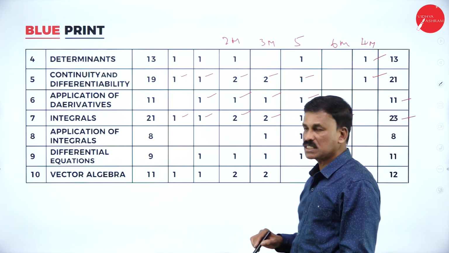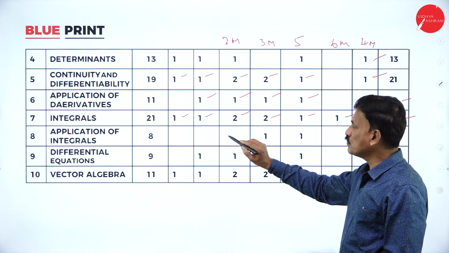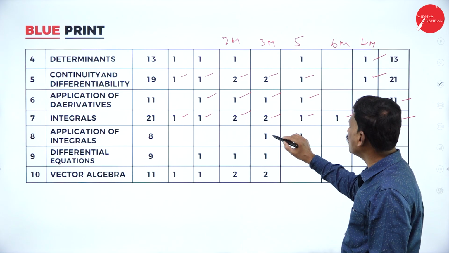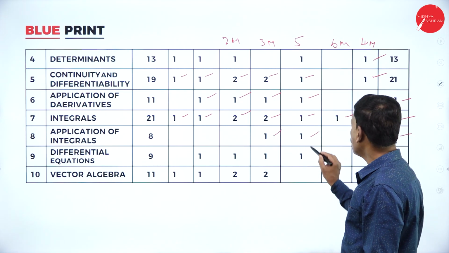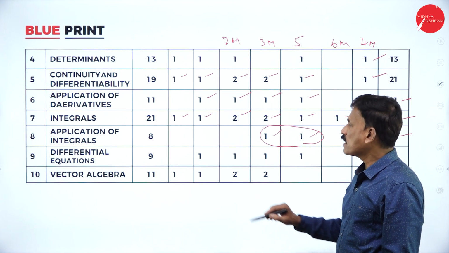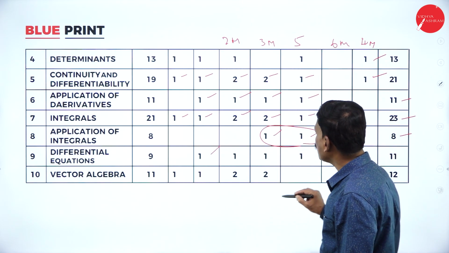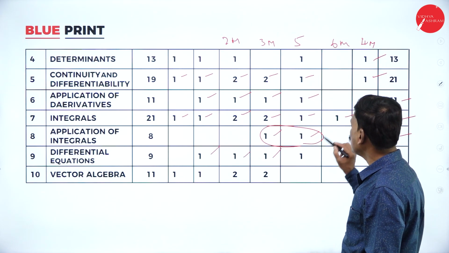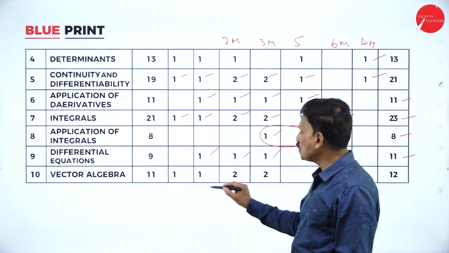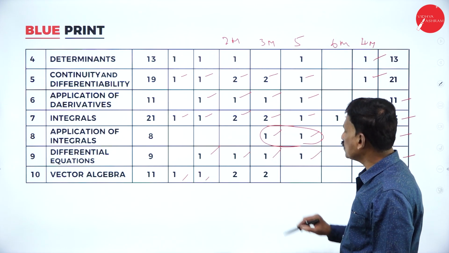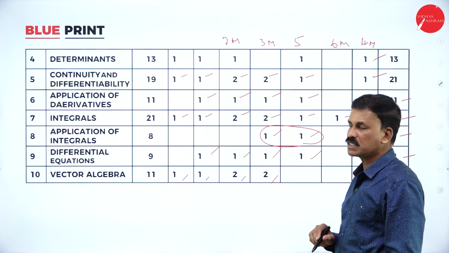Now in application of integrals you don't have any questions related to MCQ, fill in the blanks or 1 mark. Straight away you will go for 3 marks questions, 5 marks questions, so totally 8 marks. So here you will expect the areas. Whereas in differential equations you don't have MCQ, only 1 mark 1 question, then 2 mark 1 question, 3 mark 1 question, 5 marks, 11 marks. And in vector algebra you have MCQ, one mark question, 2 marks 2 questions and 3 marks 2 questions, totally 12 marks from vector algebra.